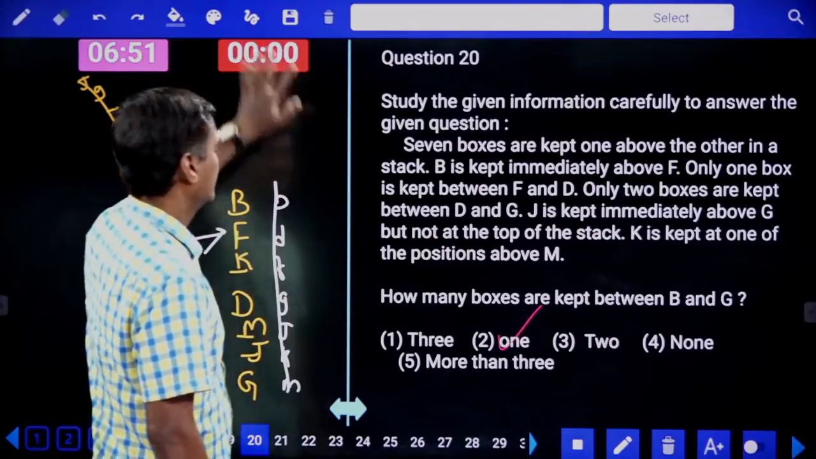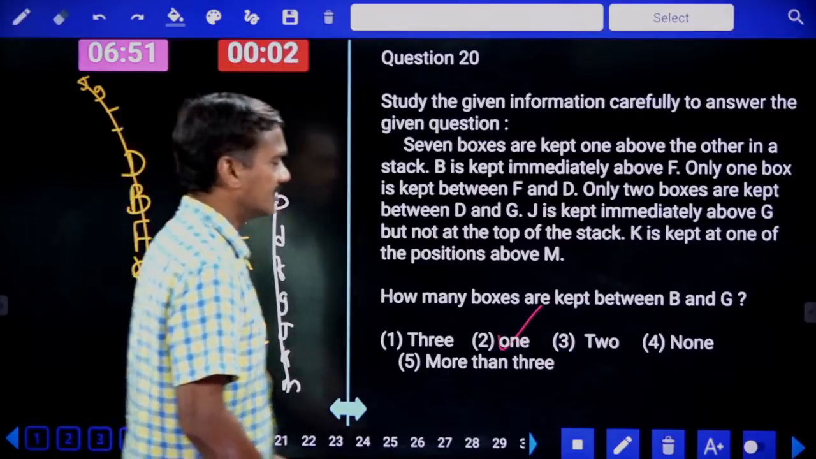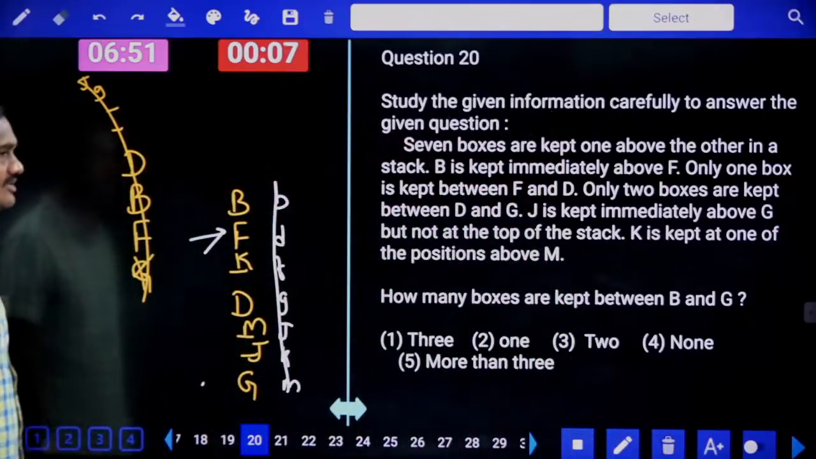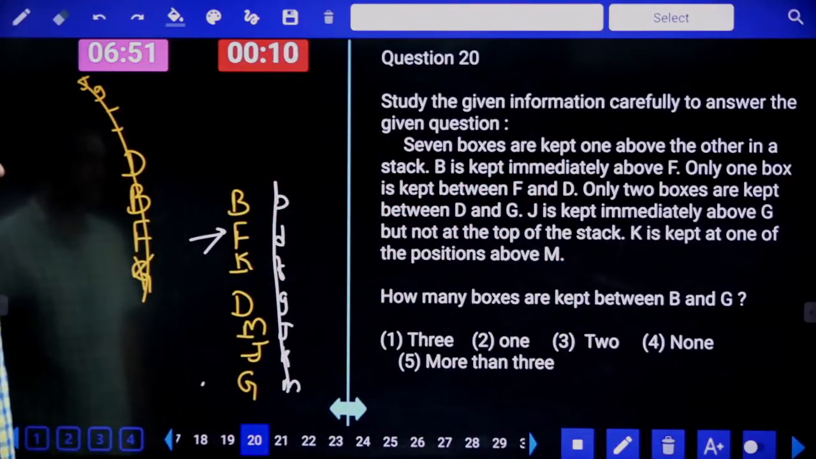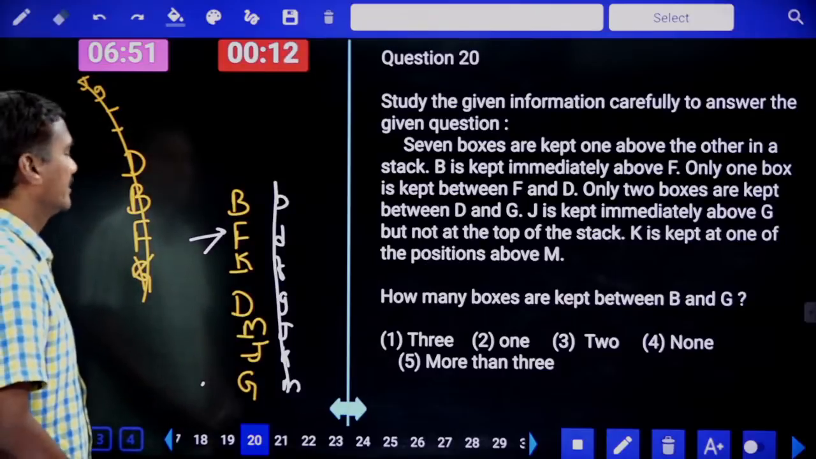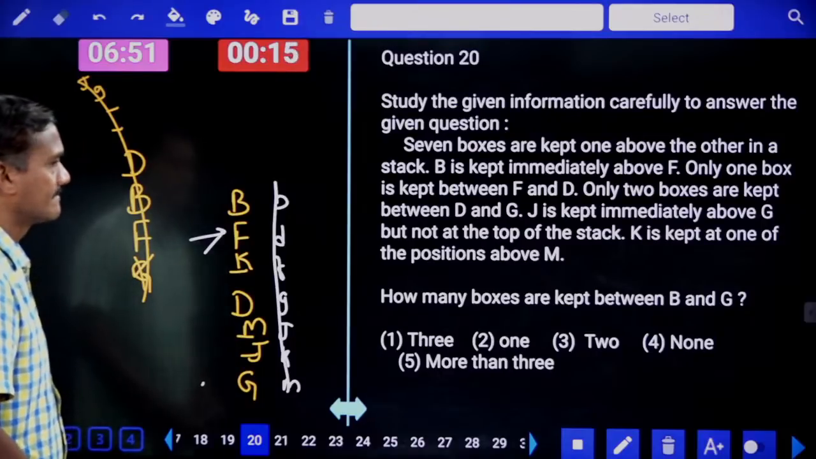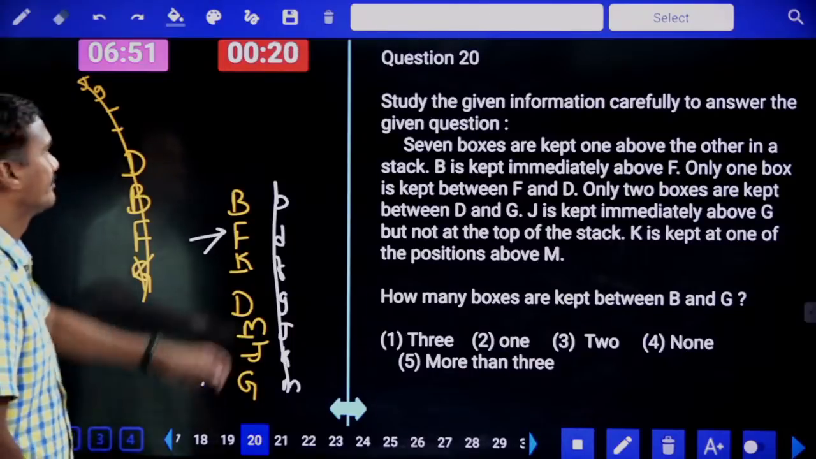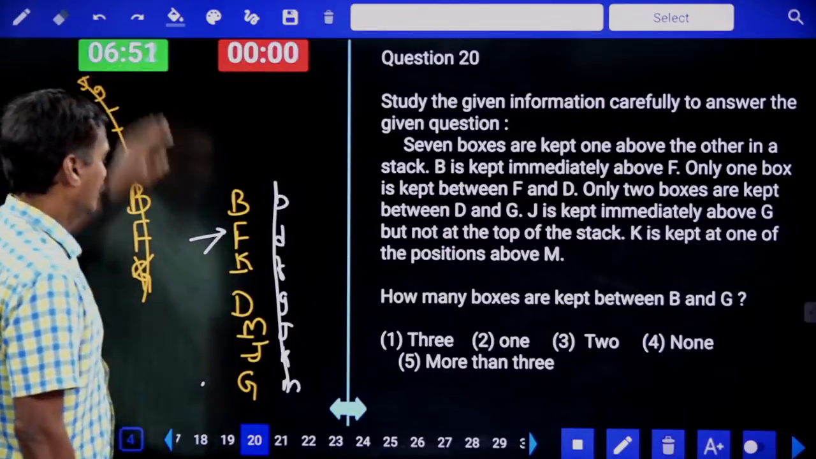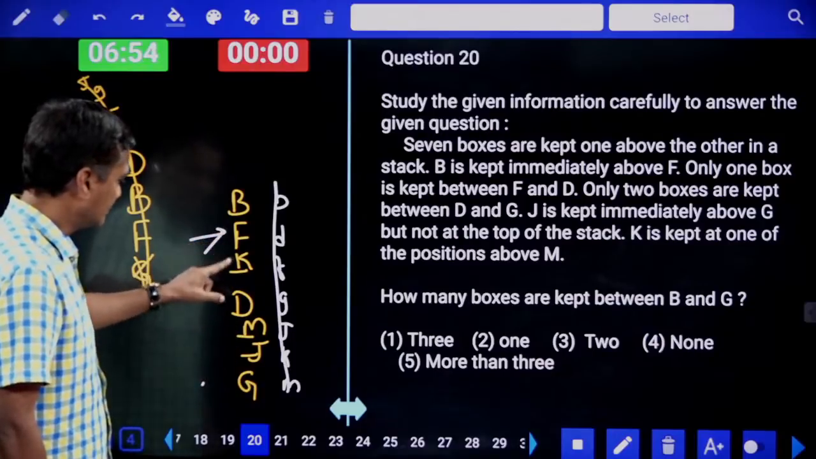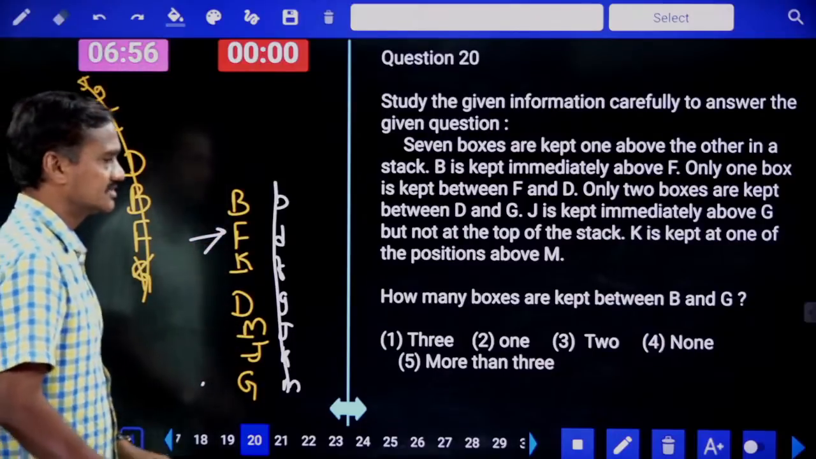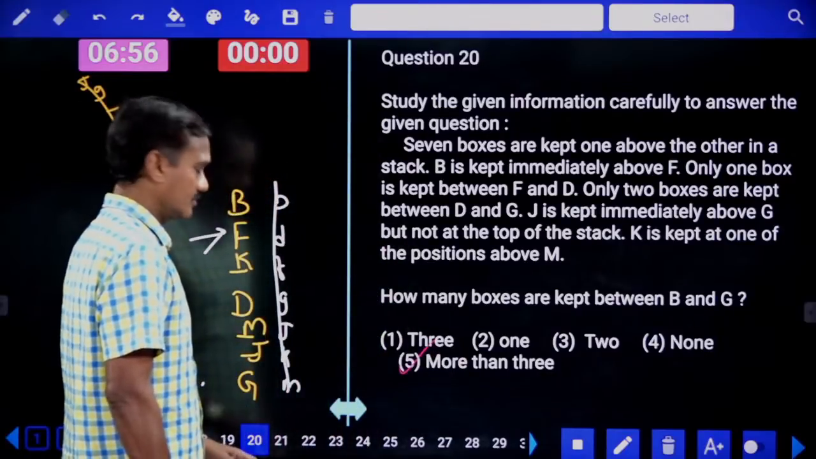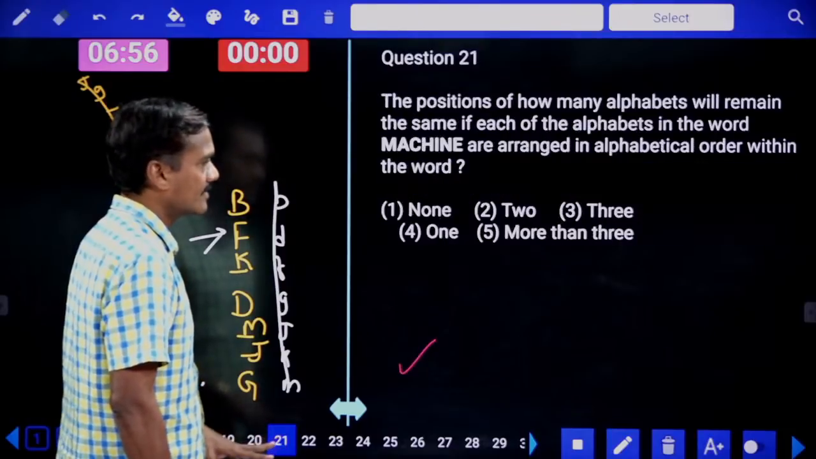Then 20th. Now in this 20, how many boxes are kept between B and G? Tell me the answer here. How many boxes are in between B and G? In between B and G, 1, 2, 3, 4, 5. Hence 5 boxes, that is more than 3. Choice 5 is the answer. Clear now? Now question number 20, it is choice 5.